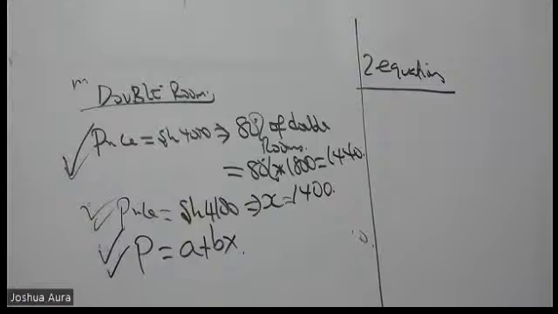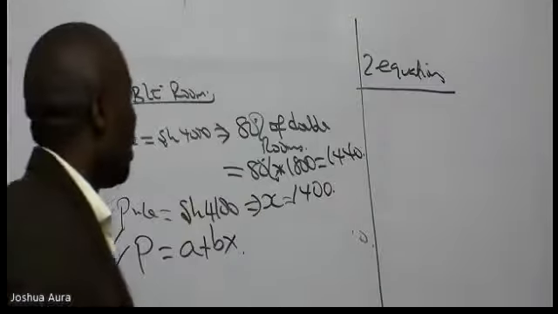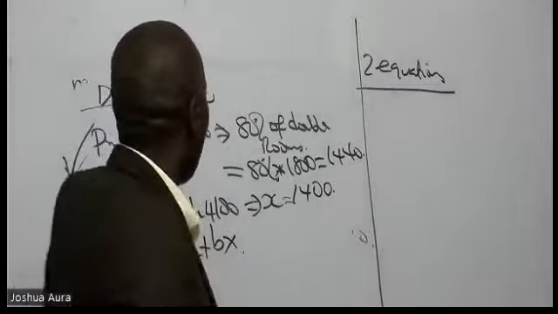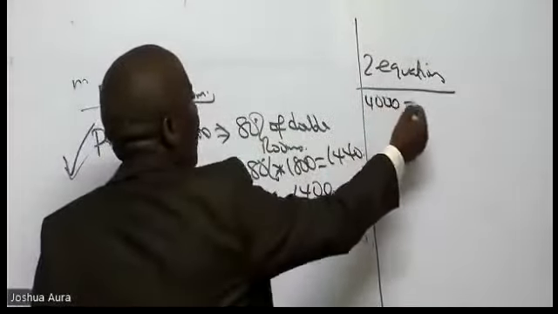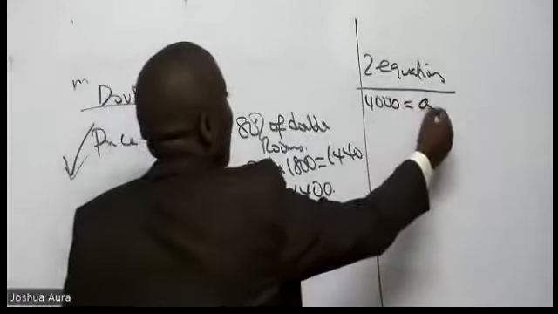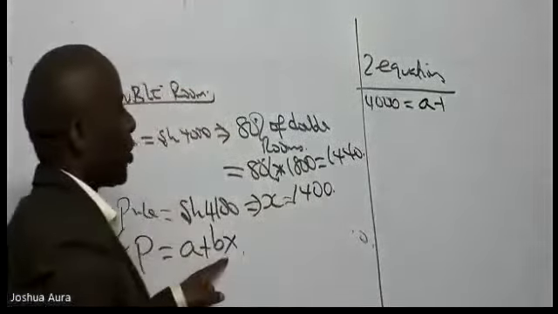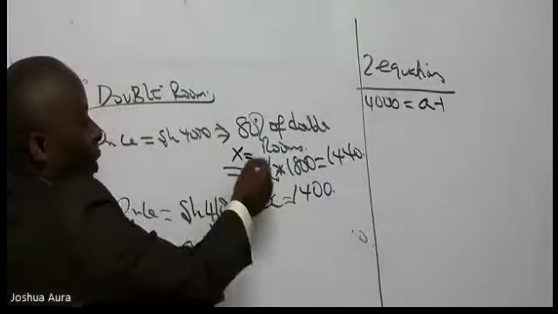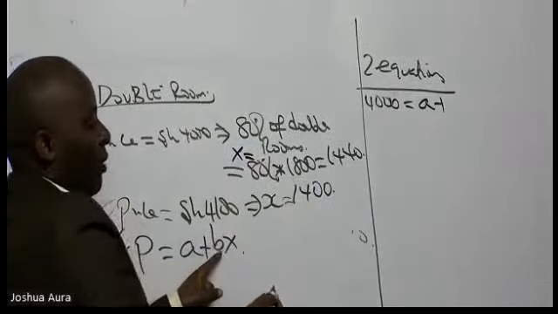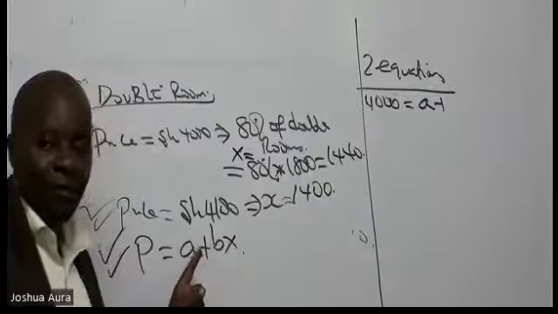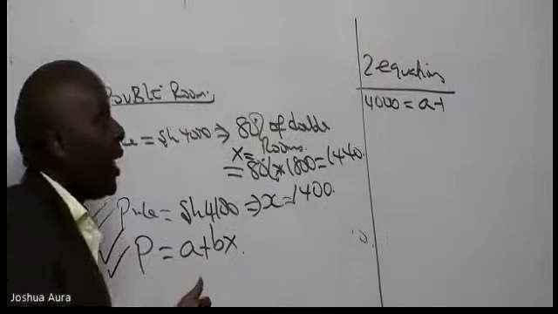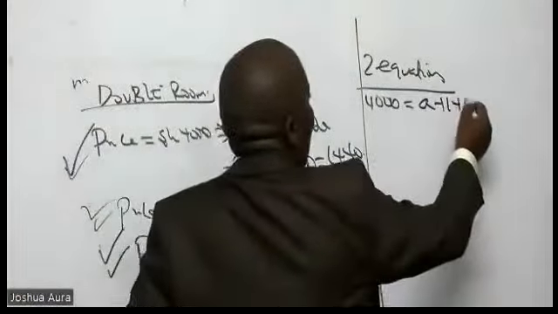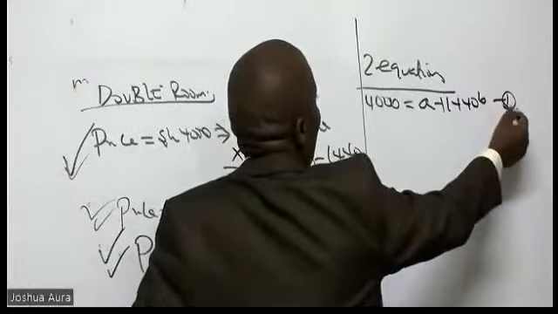So when you plug in the first point, what do we have here? The price I'm plugging in here is 4,000. The price 4,000 equals A plus BX. Remember, this is the quantity X. So B times 1,440. I can't write it like B 1,440, the number must come ahead. So it's supposed to be A plus 1,440B, equation number 1.